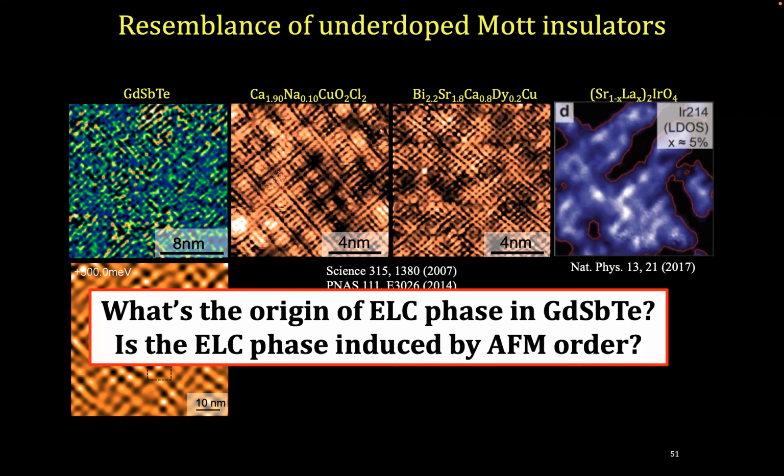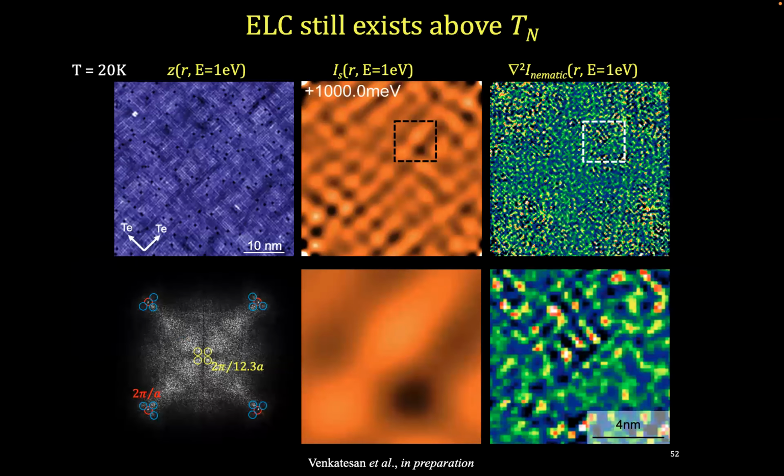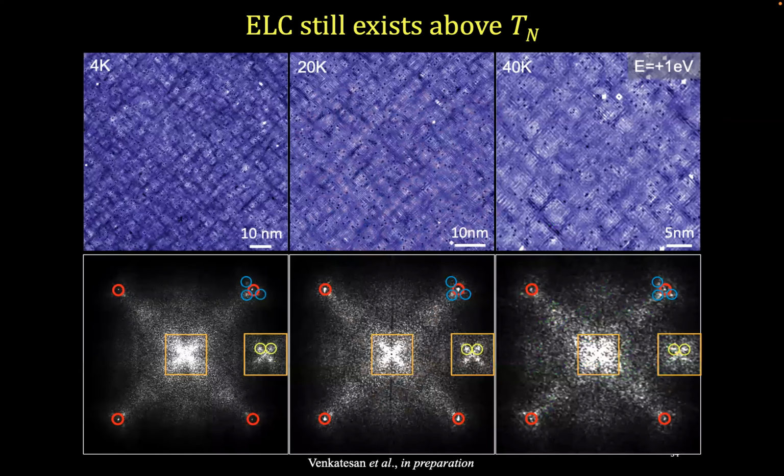So of course we are at 4 Kelvin, below the antiferromagnetic transition. So the question is whether this is related to antiferromagnetic order or not. So we go near the transition temperature to 20 Kelvin and these features remain. If we keep going to 40, hopefully above the fluctuation temperature, these features still remain. Okay, just to let you know quickly.